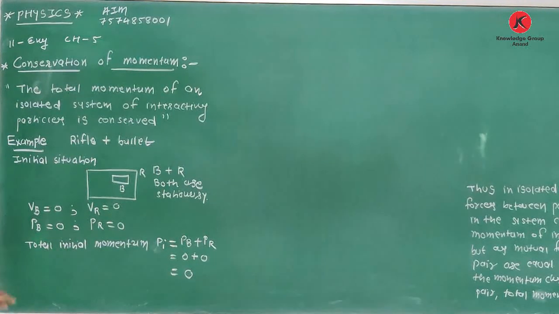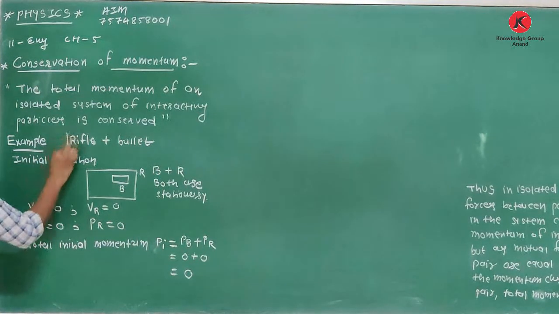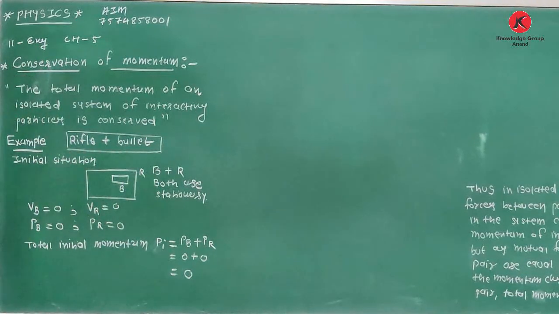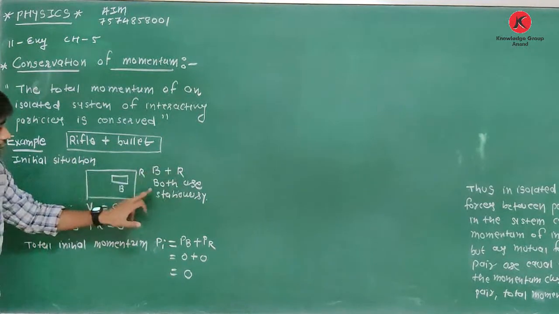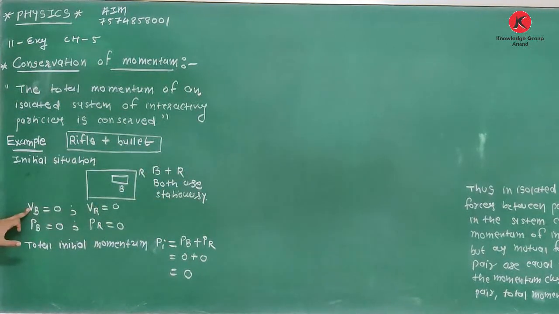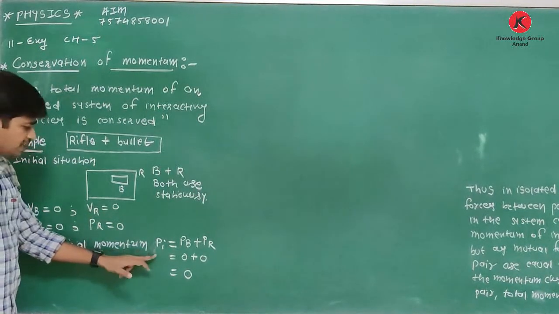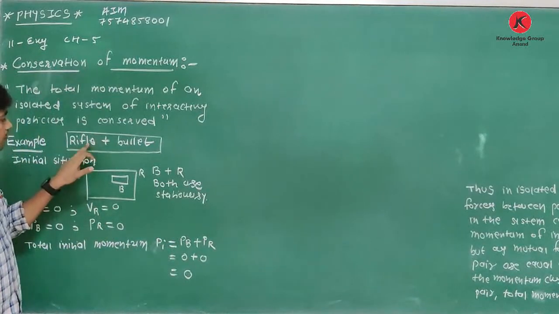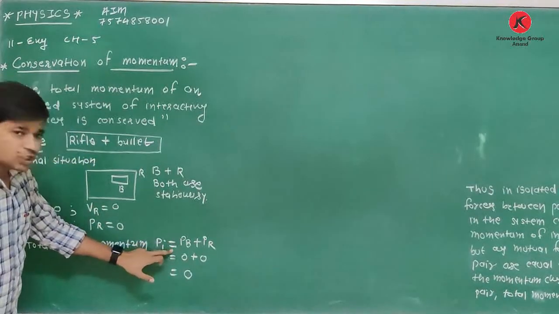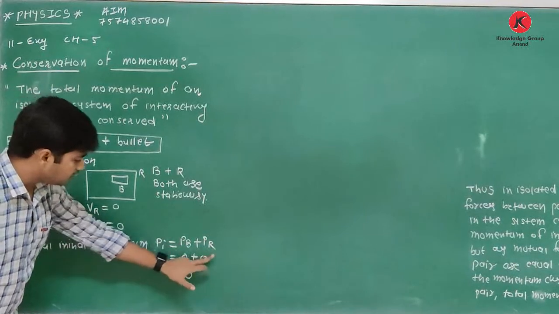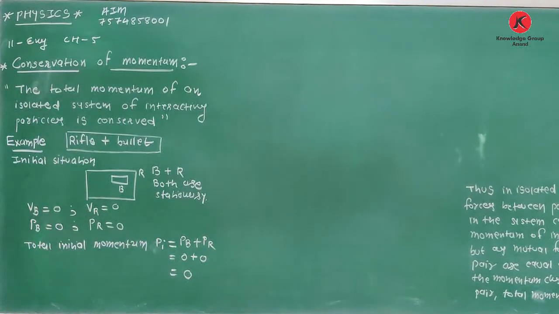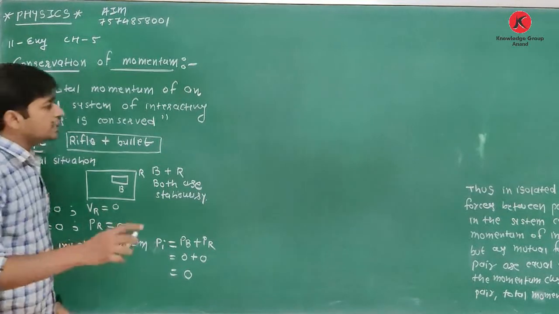Again, we have to consider one system of rifle and bullet. Initial situation, when the bullet is not fired, bullet plus rifle are both stationary. So velocity of bullet is 0, so its momentum is also 0. Velocity of rifle is 0, so momentum of rifle is also 0. Total initial momentum Pi, our system is rifle and bullet, so Pi is Pb plus Pr, 0 plus 0 is equal to 0. Now let the bullet be fired.